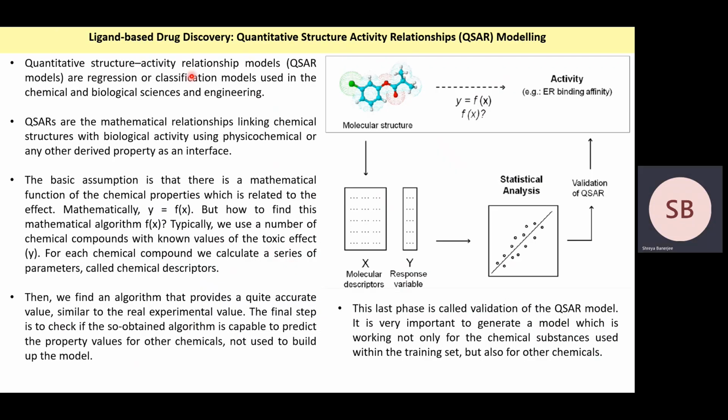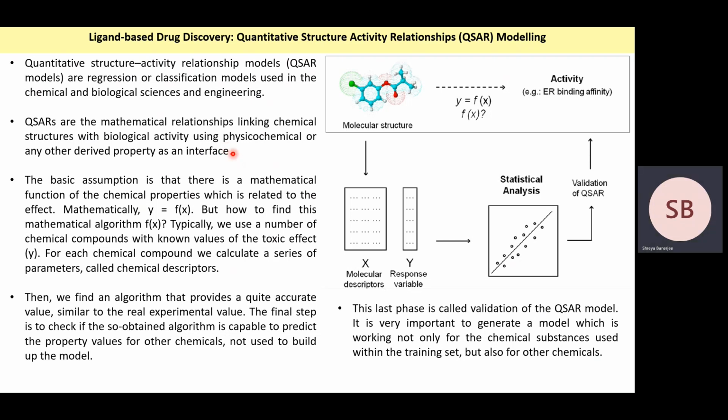Now we will study ligand-based drug discovery. There are several methods in ligand-based drug discovery. The first one that we will study is quantitative structure-activity relationship, or QSAR modeling. So quantitative structure-activity relationship models, or QSAR models, are regression or classification models used in chemical and biological sciences and engineering. QSARs are mathematical relationships linking chemical structures with biological activity using physicochemical or any other derived property as an interface.